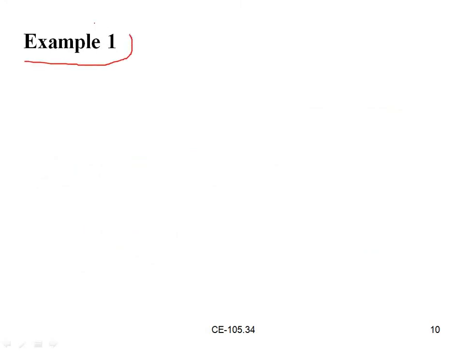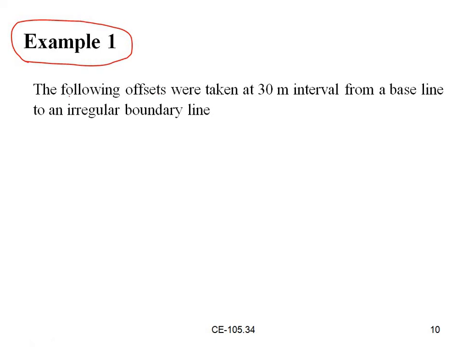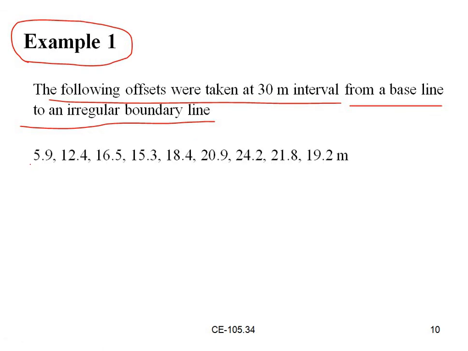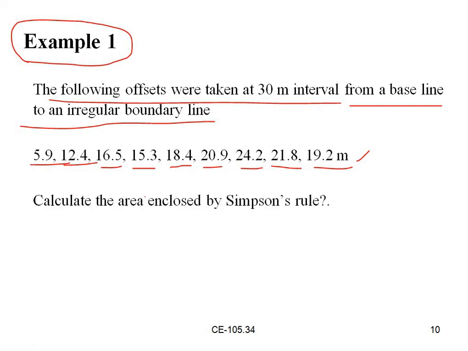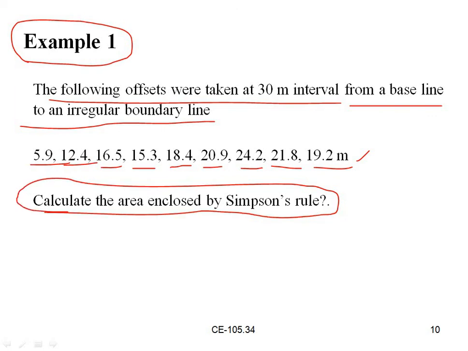So let us see example 1. The following offsets were taken at 30 meters interval from a baseline to an irregular boundary line, that is 5.9, 12.4, 16.5, 15.3, 18.4, 20.9, 24.2, 21.8, 19.2 meters. Calculate the area enclosed by Simpson's rule. So for every offset, the interval is 30 meters.